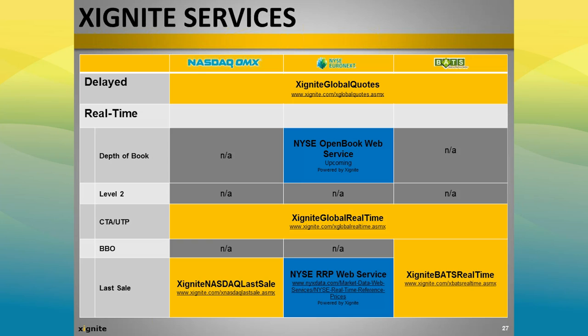We also have a couple of products which are not available in the Xignite catalog, but are available through our partner catalog. The NYSE RRP service, the Real-time Reference Price web service, is a Xignite-powered service offered by NYSE, which you can find on their website. And we are planning to eventually provide a depth of book service equivalent, also powered by NYSE, and which will be provided on their website.